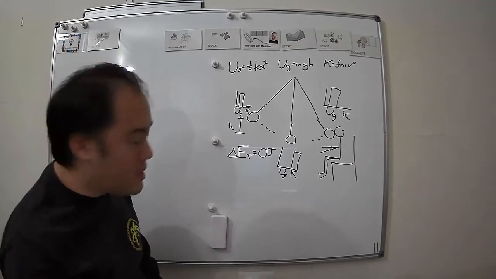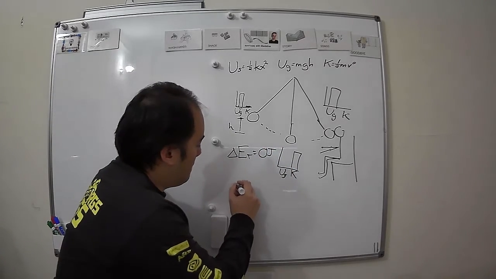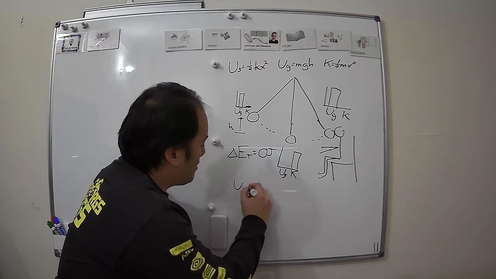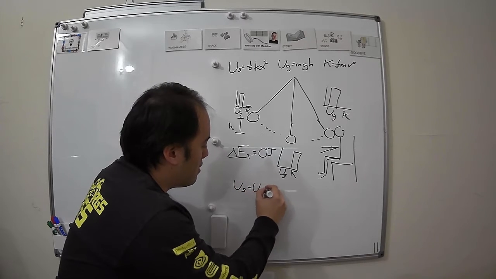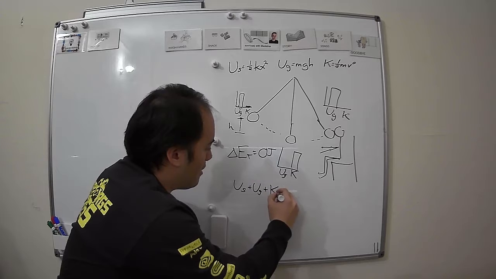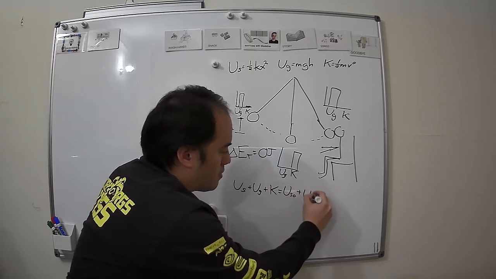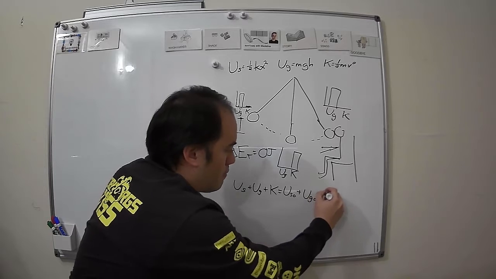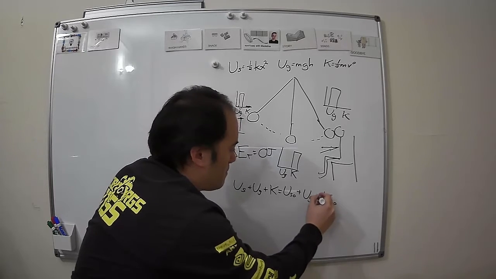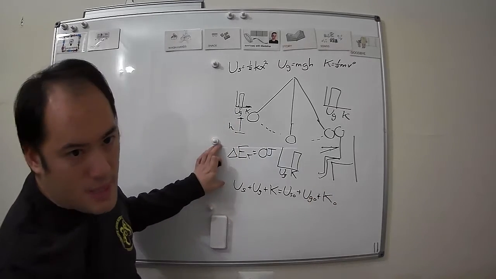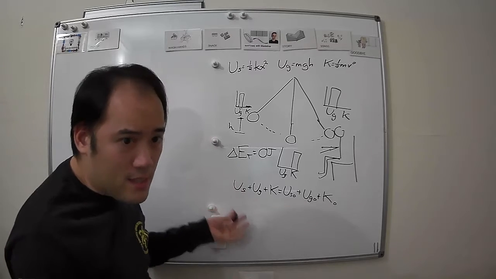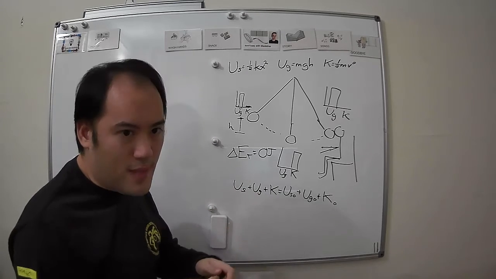If you want to be crazy, you could write U_S plus U_G plus K equals U_S naught plus U_G naught plus K naught. They mean the same thing. Don't just memorize equations, understand what they mean, as per usual.